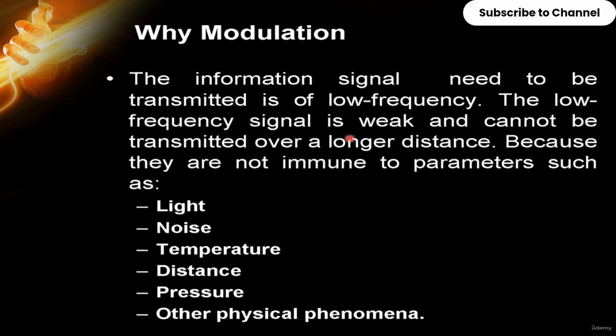This low frequency signal is a weak signal which cannot be transmitted over a longer medium. So in order to avoid that, we can provide some immunity to the signals. Why immunity? The signal can fade due to various parameters such as light, noise, temperature, distance, pressure, and other physical phenomena. So in order to avoid all these things, the signal needs to undergo a modulation process, right?